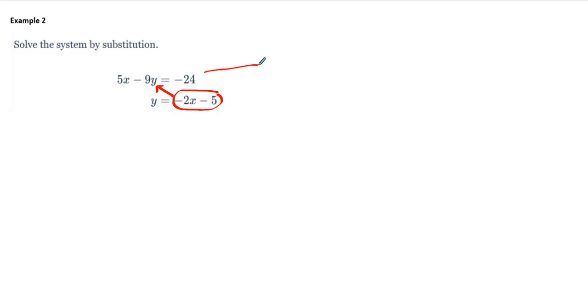And I've got a lot of room over here to the right, so I'm going to take this top equation, which is 5x minus 9, and now I'm going to give myself a wide set of parentheses, because in place of y, I will put what it's equal to. And since y is equal to negative 2x minus 5, in goes negative 2x minus 5, where the y used to be. Finish off the equation, we've got the equals, and then we have negative 24.